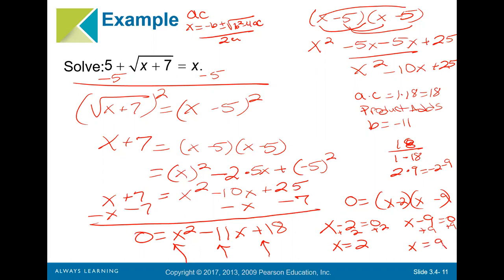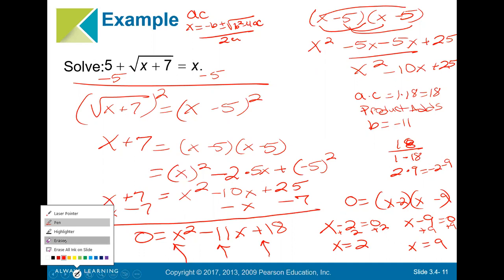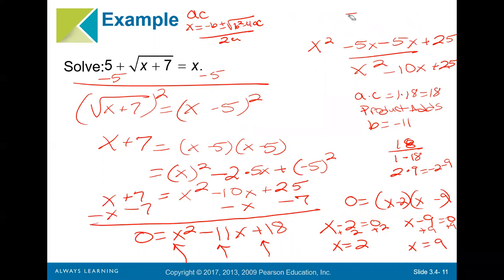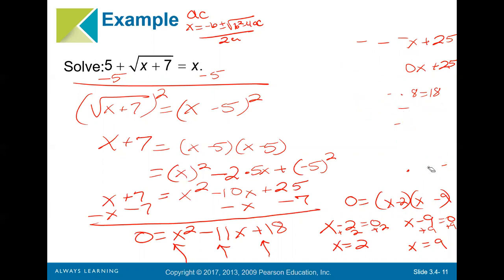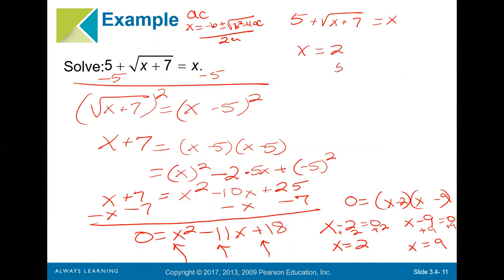All right, now we need to make sure this is a true solution. So I'm going to erase some of this up here so we can have the space to check our work. We just need some more space right here. All right. So I'm going to take my original, which is 5 plus the square root of x plus 7 is equal to x. And I'm going to plug in 2. I'm going to let 2 be my x first. So that gives me 5 plus the square root of 2 plus 7.